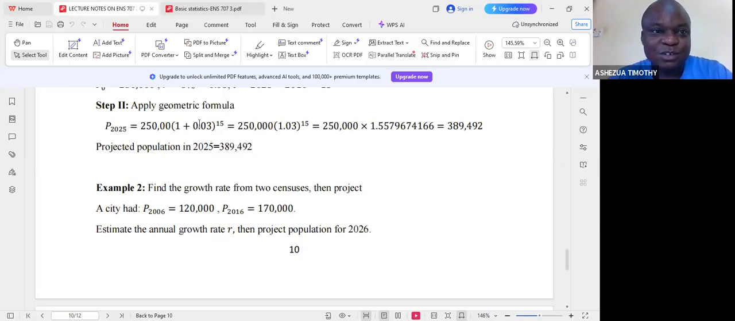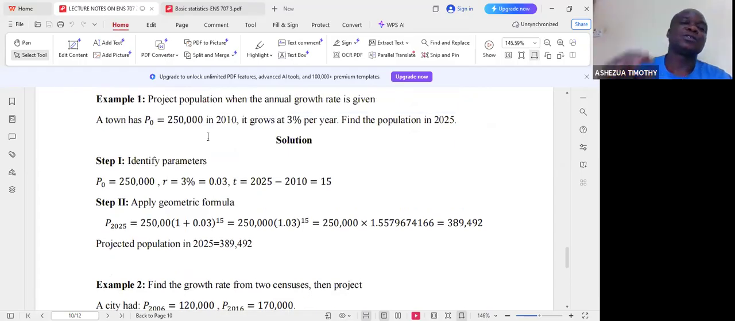I'm going to send this formula to you. The formula is P subscript T is equal to P subscript naught into 1 plus R raised to the power T. And here, please, there's a 0 missing. As you can see, 250 has been consistent here, 250,000, 250,000 here. There's a 0 that is missing here.